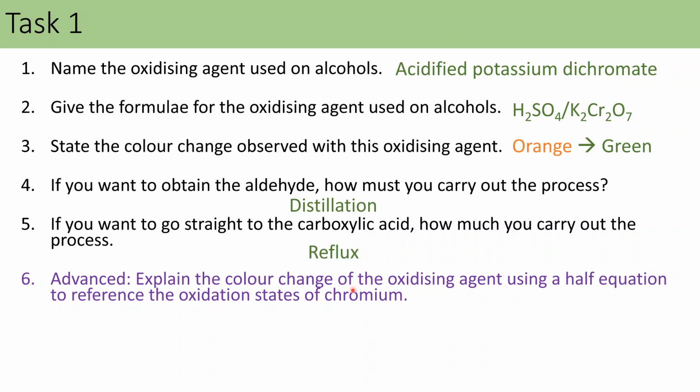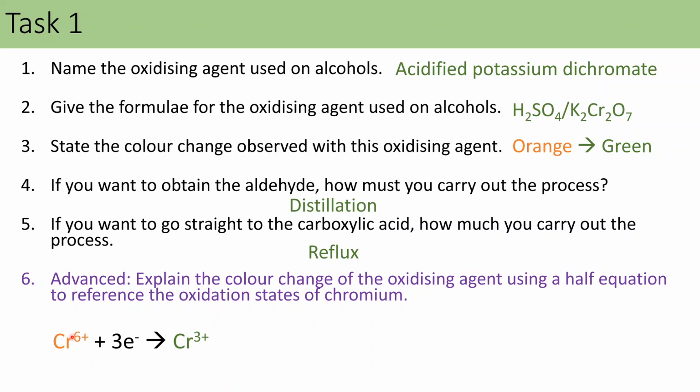Now, the colour change of the oxidising agent. Well, chromium in acidified potassium dichromate is in the 6+ oxidation state. Because it's an oxidising agent, the way it actually oxidises something else is by accepting its electrons. So it takes those electrons away from something else.